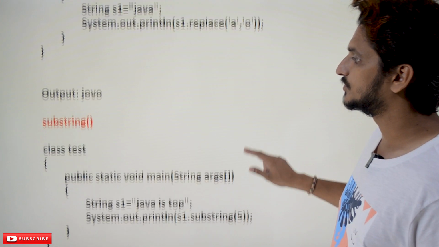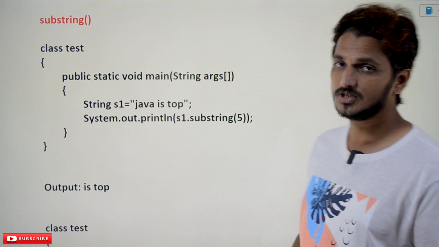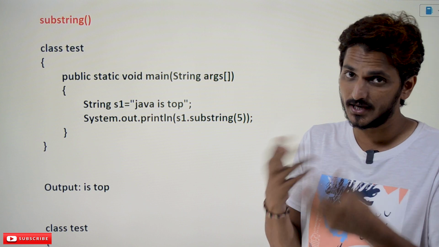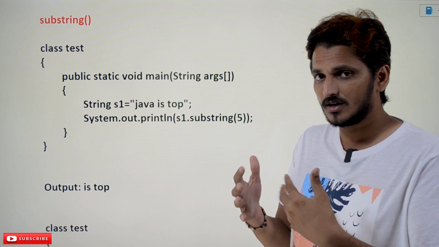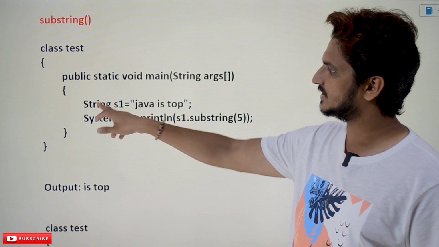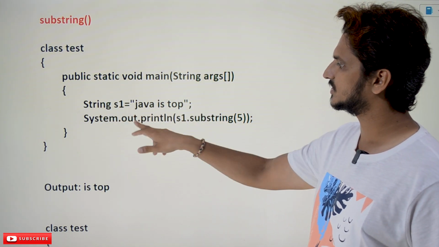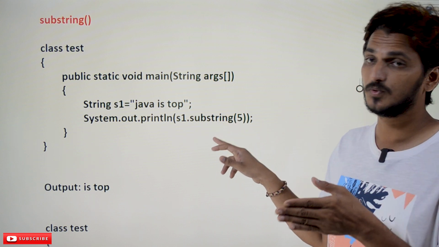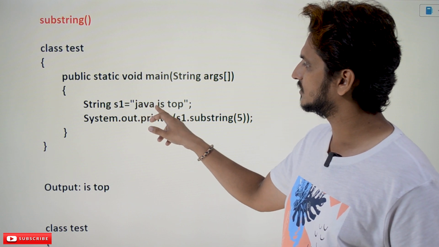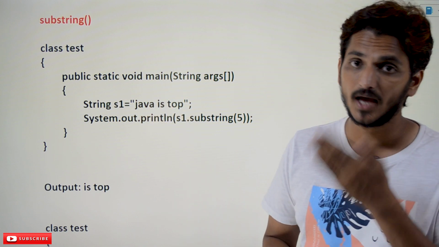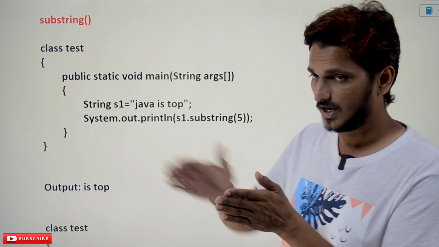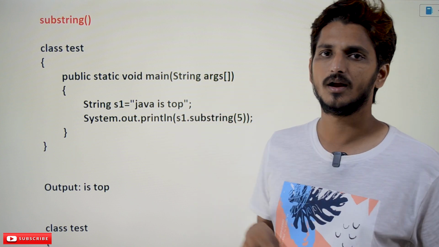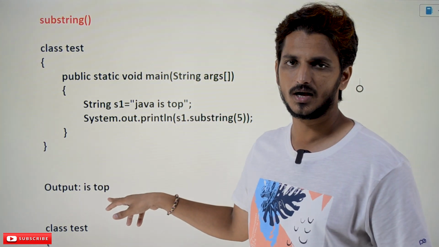Now coming to the next one, substring(). Substring is a method which is going to identify the substring. If you give the index, it is going to get the substring from that index position. Means string S1 is equal to "Java is top", System.out.println(S1.substring(5)). This 5 is the index position. 0th position, first position, second position, third position, fourth position, fifth position starts from I, is top. From there onwards, to the end of the string is considered as a substring. It is going to be returned. Means our output is "is top".